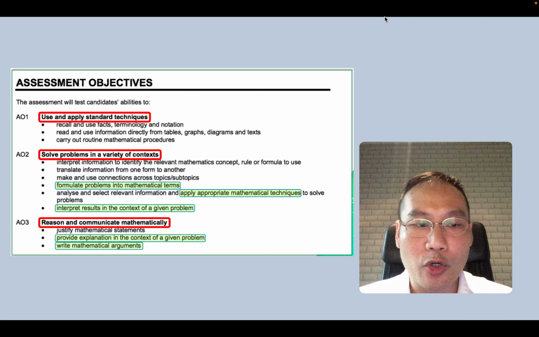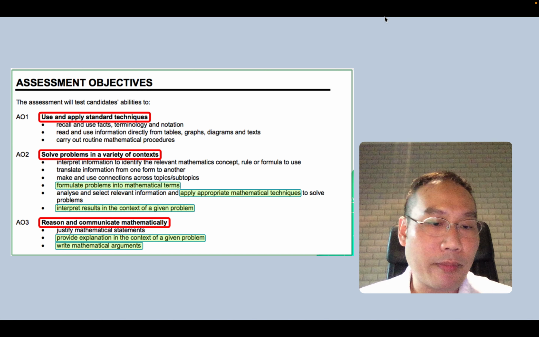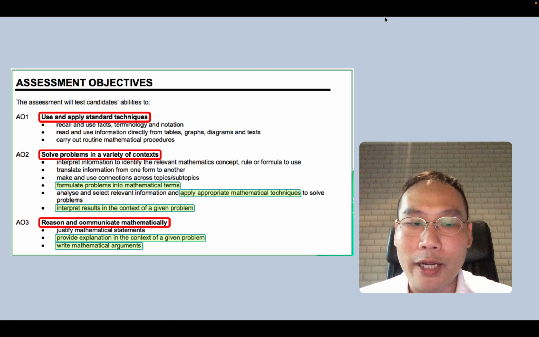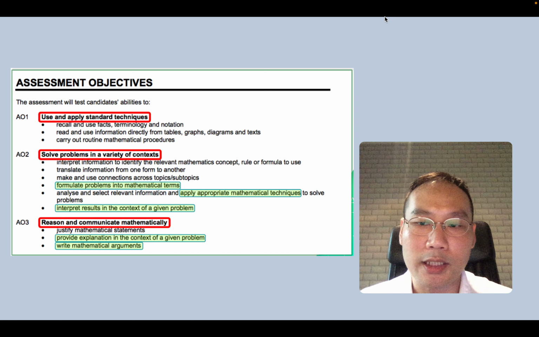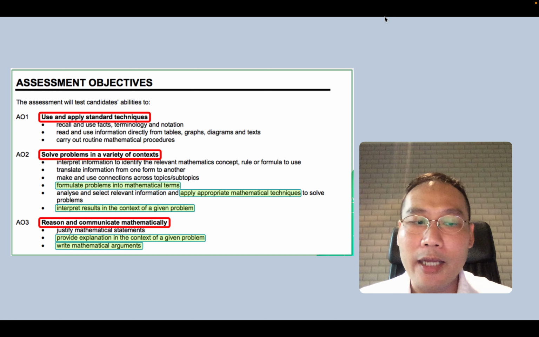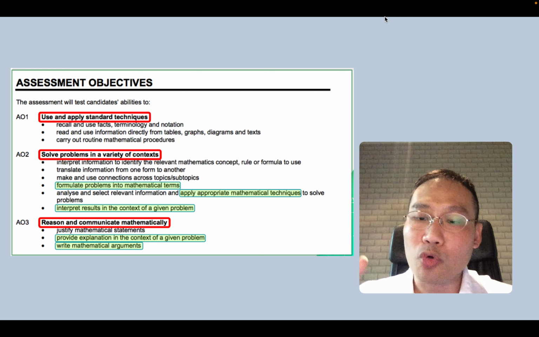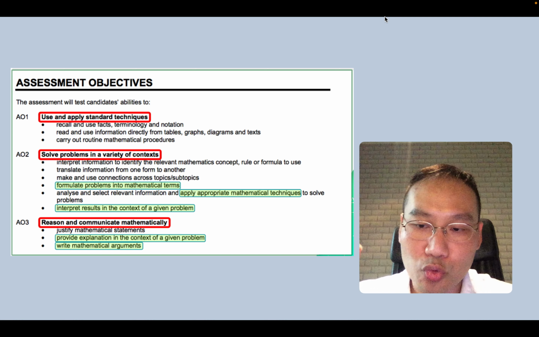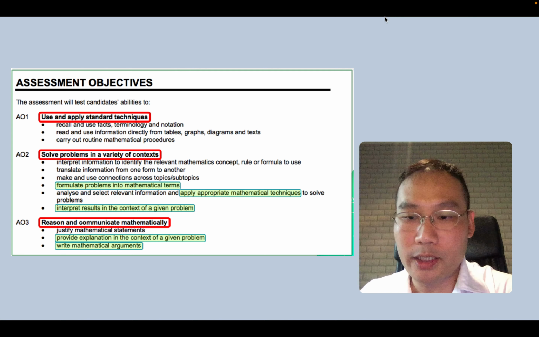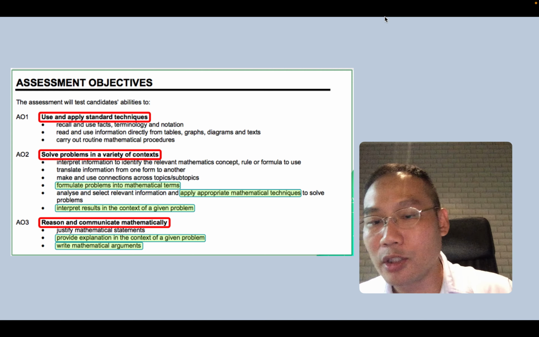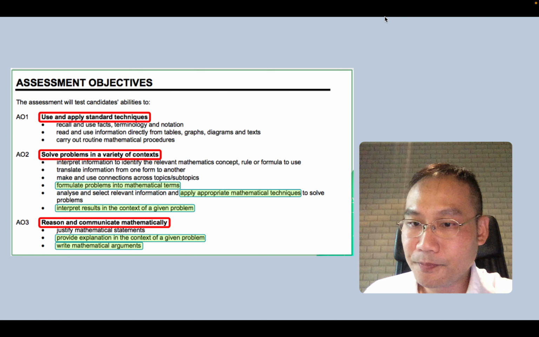And finally, we have AO3 to reason and communicate mathematically. So the ability to communicate mathematics is important. You need to provide explanation in the context. Be able to explain. Just now, I showed you the earlier framework. You can look at it again. And of course, to write mathematical arguments. So you need to be able to write down your reasons properly, and also to write down and show and communicate your ideas properly in full working. So these are things and skills that you need to actually pick up through the mathematics course over here.